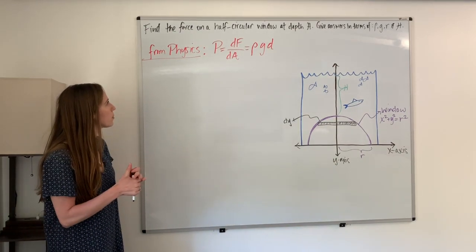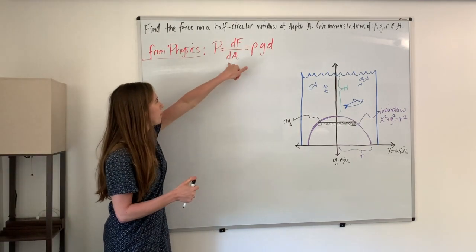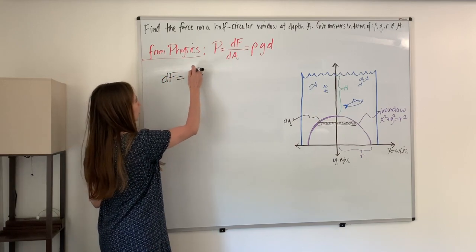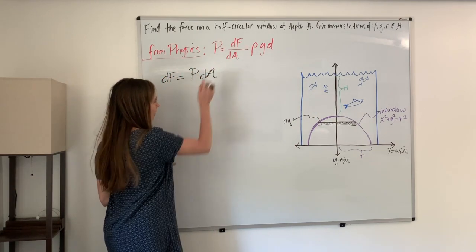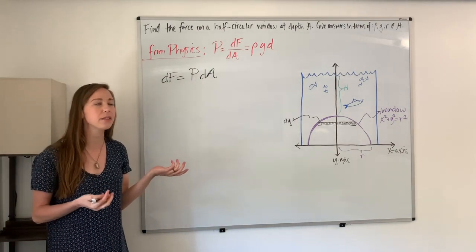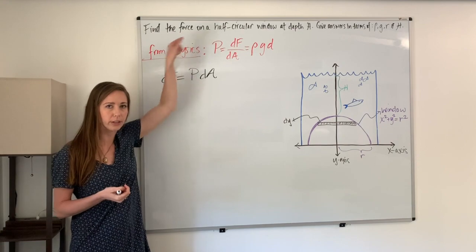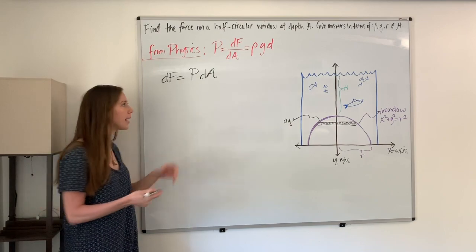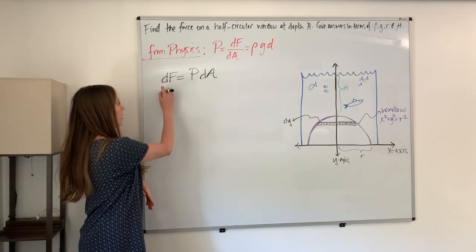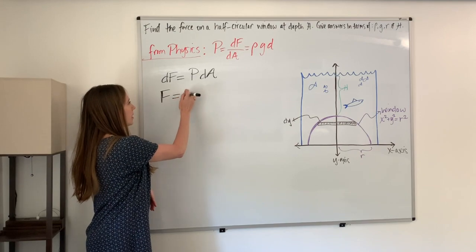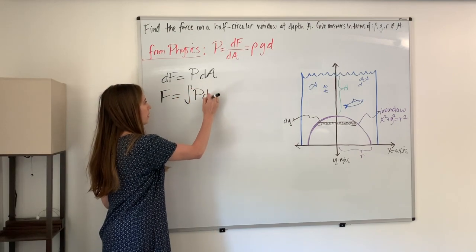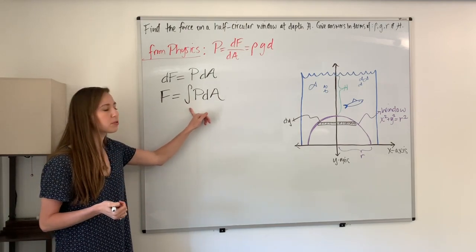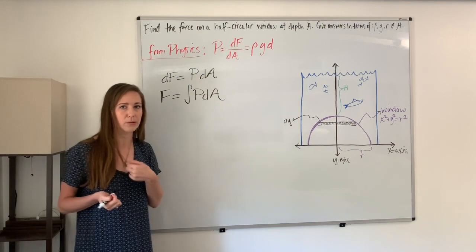If we look at this, we have P equals dF over dA. That means that dF is equal to P dA. If we want to find the force exerted on this window, which is what we're looking for here, then we just integrate both sides. If we integrate both sides, we get the force is equal to the integral of P dA. This integral is going to be over the region we're working with, and we'll figure out the bounds for that in a second.